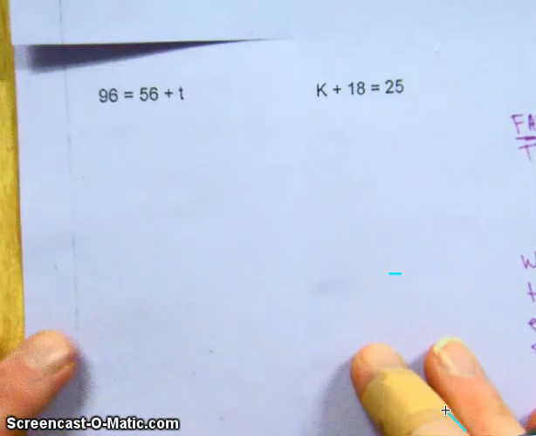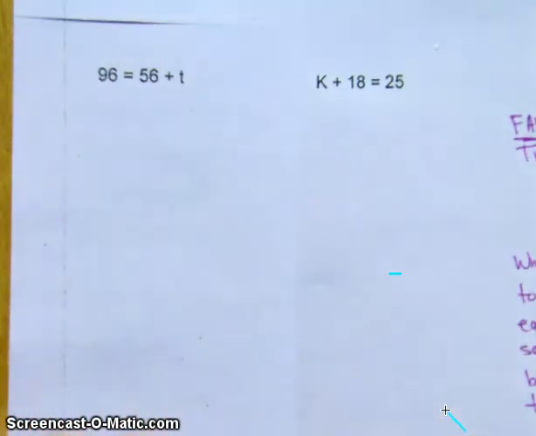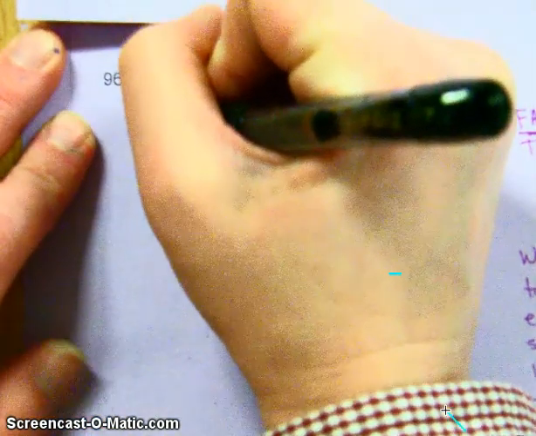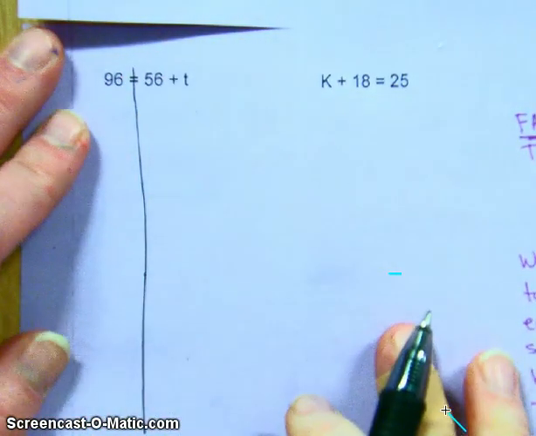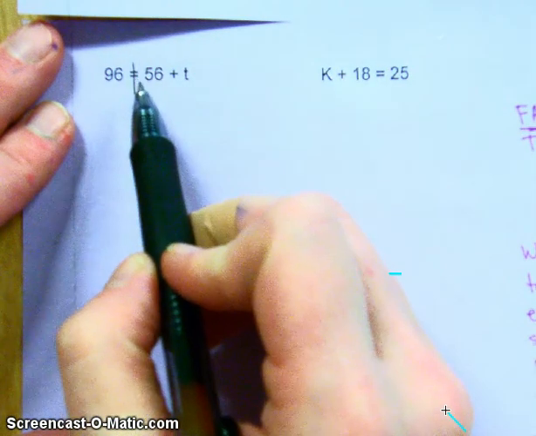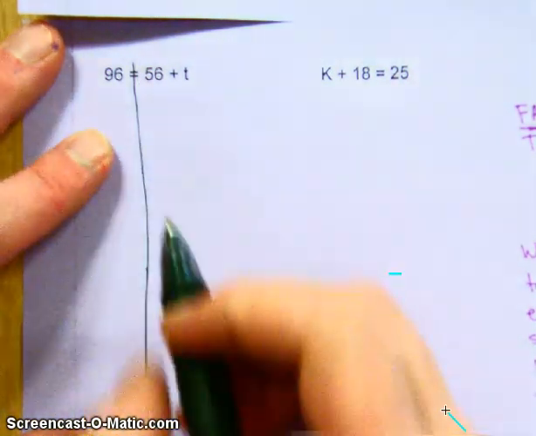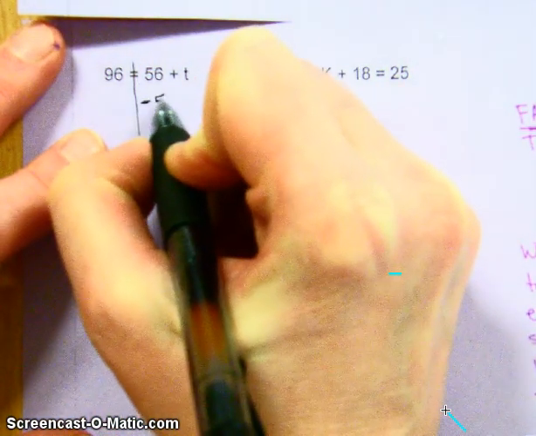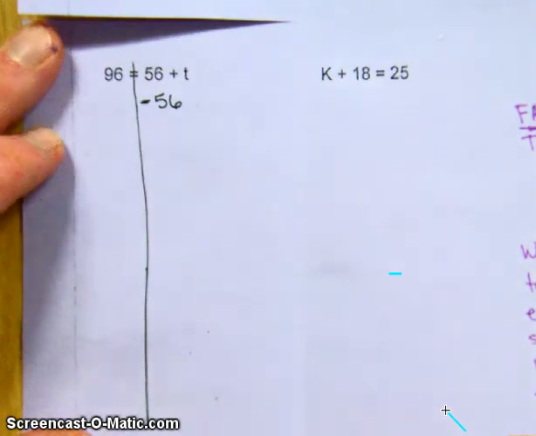Let's go to the bottom left. 96 equals 56 plus t. Draw your line for the equal sign. That shows us our left side and our right side. 56 is with that variable. I need to get rid of it. I will get rid of it by doing the inverse operation, subtract.